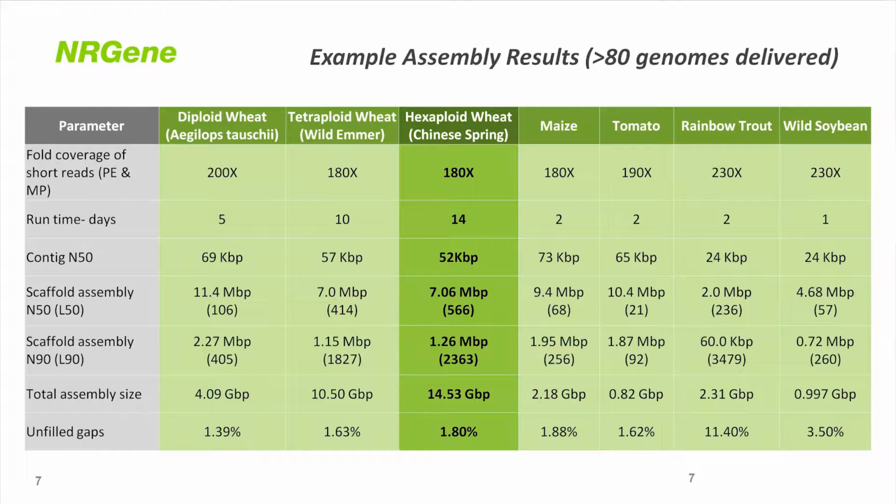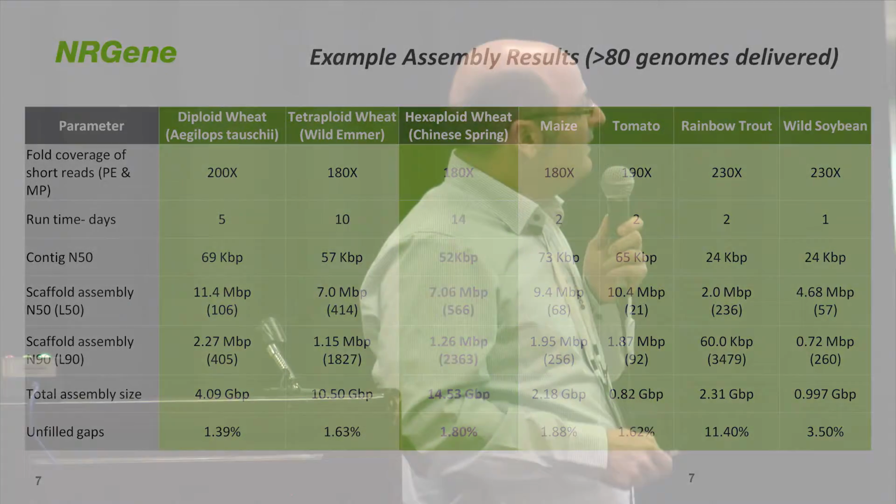You can see the coverages are around 200 and 180. This is Chinese Spring, so a very long and complex genome, ending up with an N50 of more than 7 megabases. And you can see we can handle a hexaploid, a tetraploid, different organisms, even a fish. So it's really a kind of a universal tool.